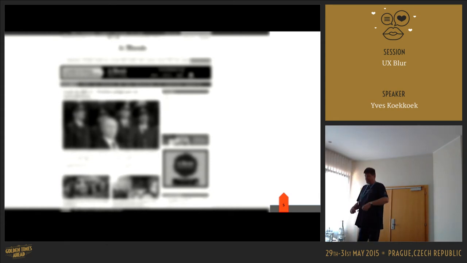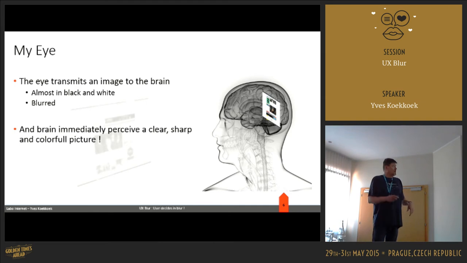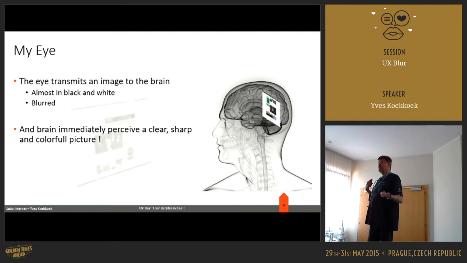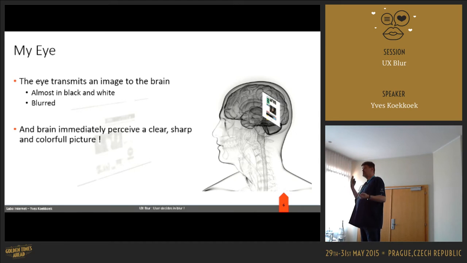What we see, what 99% of our eye can see, is that. Black and white, blurs. In fact, the eye transmits some information, black and white, blurs. And the brain immediately gets a colorful and very sharpened picture. But as it doesn't come from the eye, it comes from elsewhere. And elsewhere is my imagination, what I believe it is, not what it is.